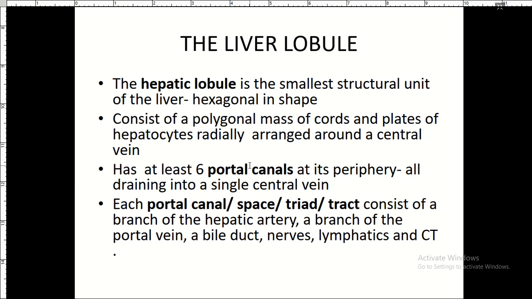Right. Let's talk about the portal triad. It can be called a portal triad, portal space, portal tract. There are so many names, but it consists of a branch of the hepatic artery, a branch of the portal vein, and a branch of the bile duct. So these three make the portal triad, sorry. A branch of the portal vein, a branch of the hepatic artery, and the bile duct. But along these structures, you can also find nerves and lymphatics embedded within connective tissue.